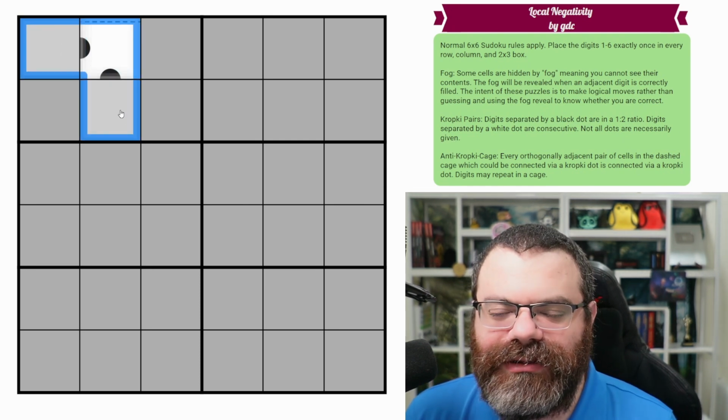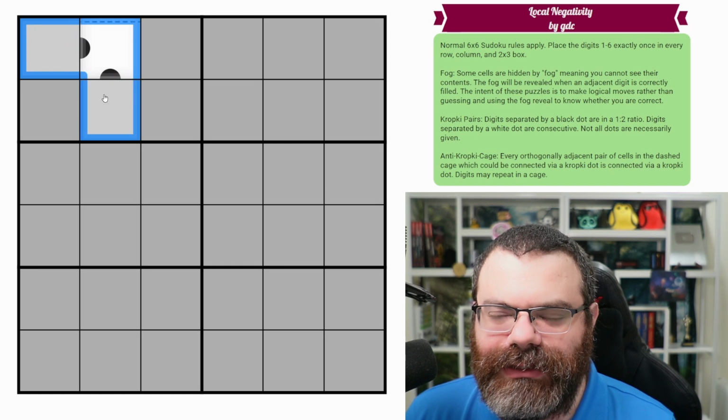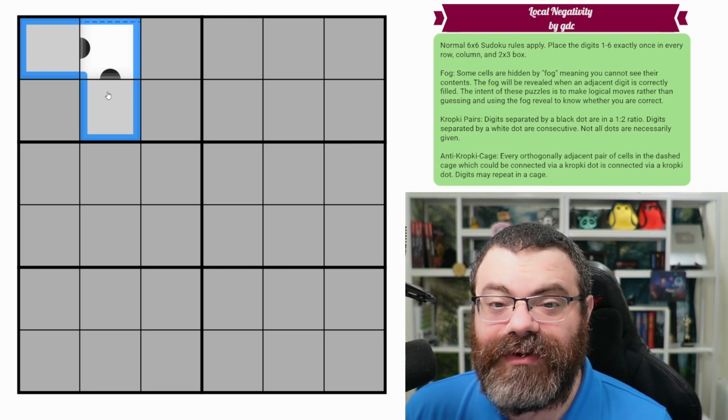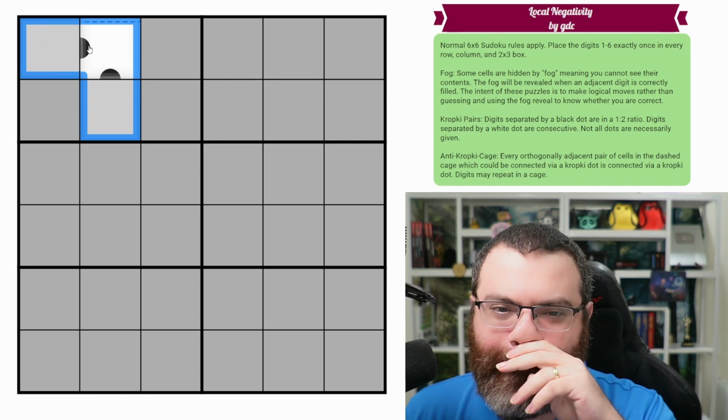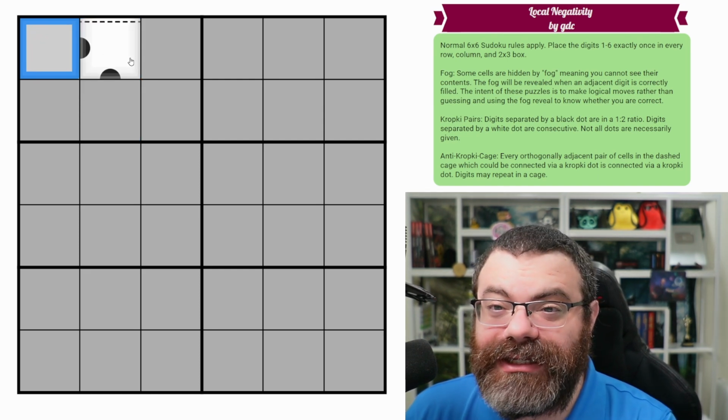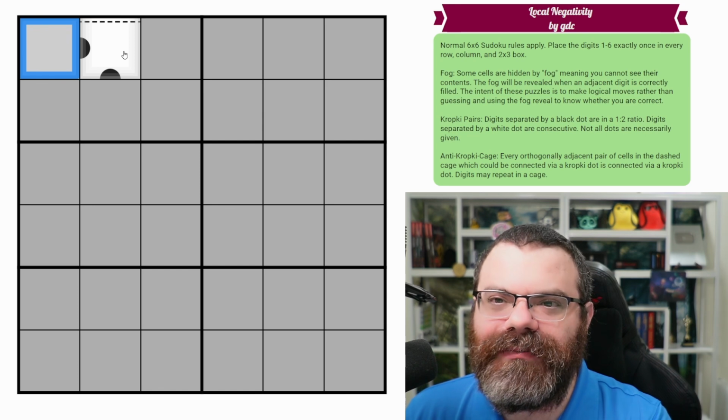The break-in is pretty clear to me. If you're used to black dots, you'll see that this is a chain of black dots, and it's a chain such that none of the digits can repeat because they're all in the same box. So if you think about it, we have to double a number twice because we're not going to be able to go back and repeat a previous number.